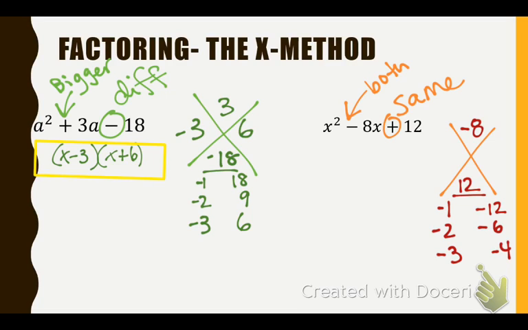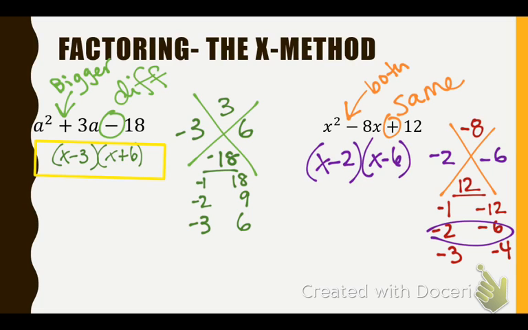Alright, so which one of these add up to negative 8? Negative 2 and negative 6. I agree. x minus 2, x minus 6. Ta-da!